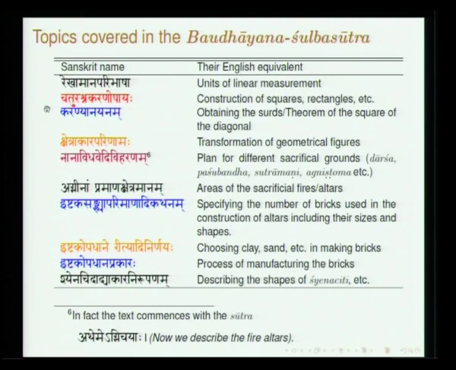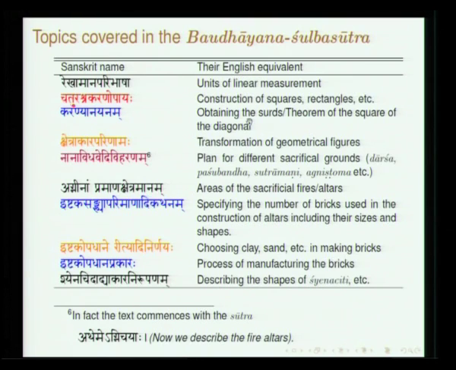Linear measurement. Then Chaturashra Karanopayaha. Ashra means a side, Chaturashra means a 4-sided figure, so the construction of 4-sided figures, square, rectangle, and so on. Then Karanyanayanam. Karani here refers to square root. Karani in fact has various connotations, which I will discuss maybe a little later. Karanyanayanam means how do we find the square root of a non-square number. These things are discussed there.